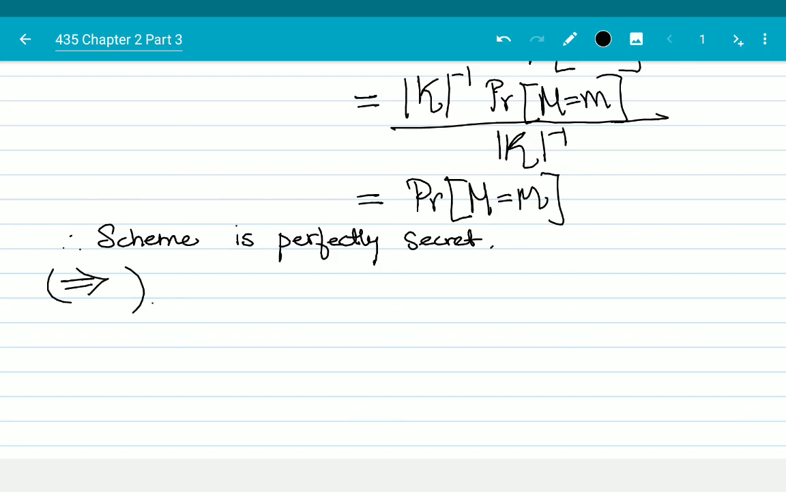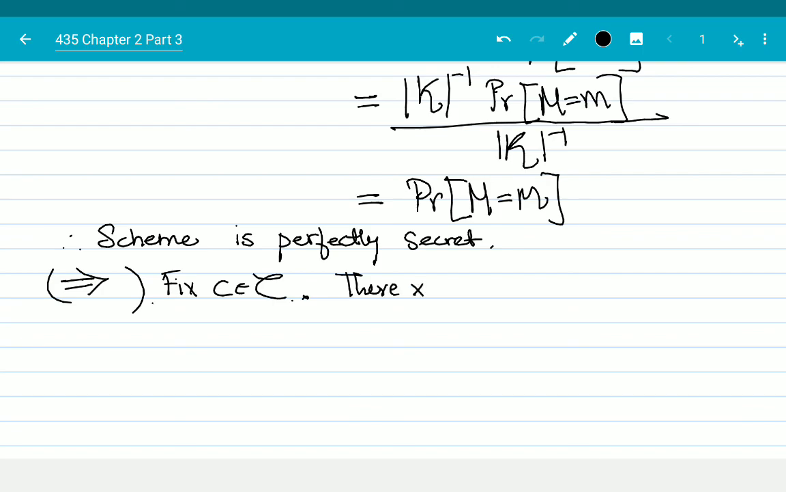Okay. Now, for the other way around, assume that the scheme is perfectly secret. We want to show conditions 1 and 2 hold, right? So fix some ciphertext c belonging to C. So there must be some message.